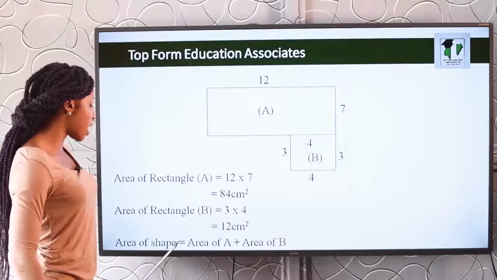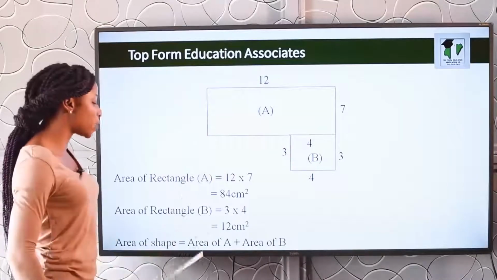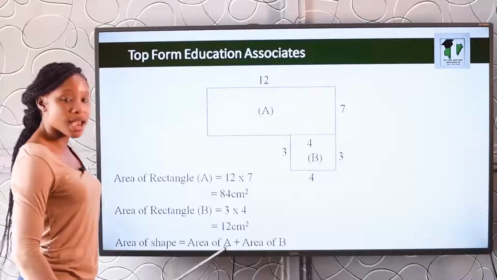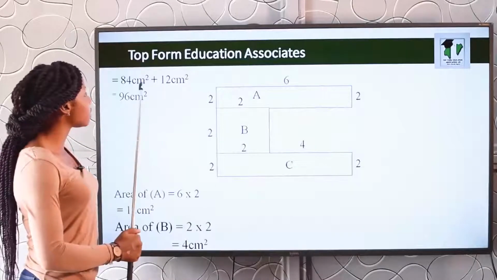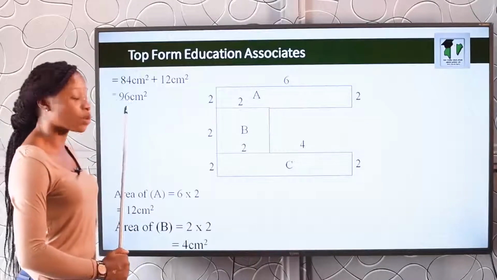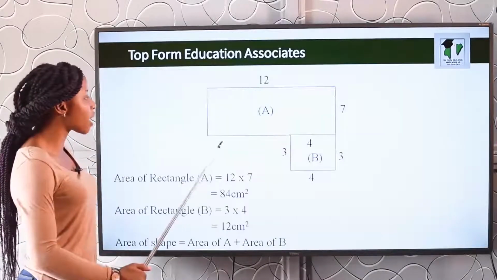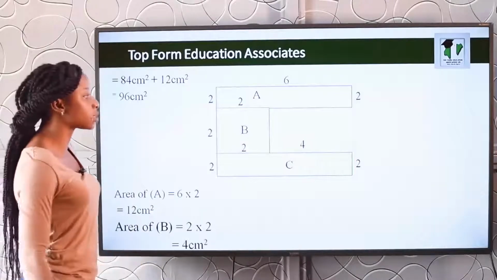Therefore, to get the area of this compound shape, we add the area of A and the area of B. Therefore, 84 centimeters square plus 12 centimeters square gives us 96 centimeters square. Now, the answer, that is the area of this compound shape, is 96 centimeters square.